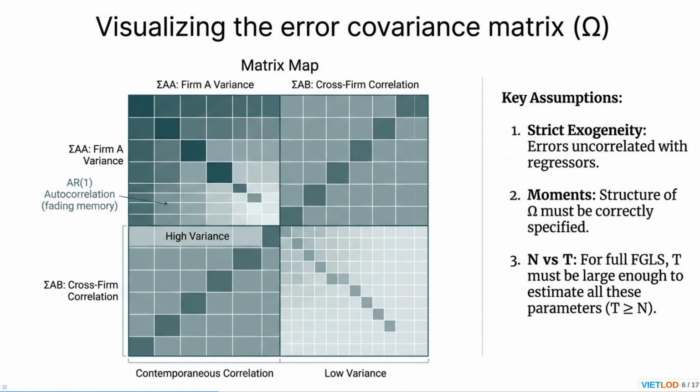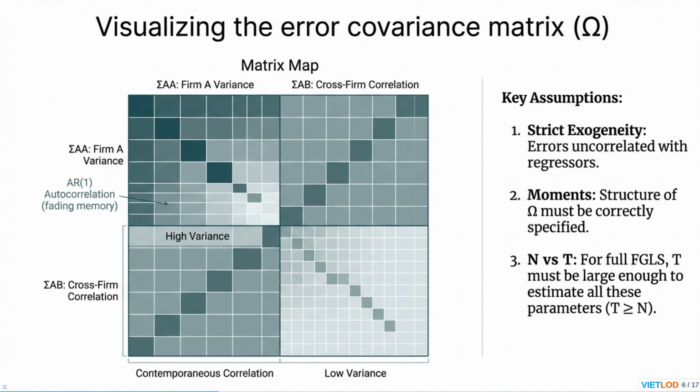Within each firm's diagonal block, the off-diagonal elements show autocorrelation, indicating how errors for a firm are correlated across time, often following an AR1 process with a fading memory. The off-diagonal blocks, like sigma AB, represent cross-sectional correlations, capturing how errors between different firms are related.